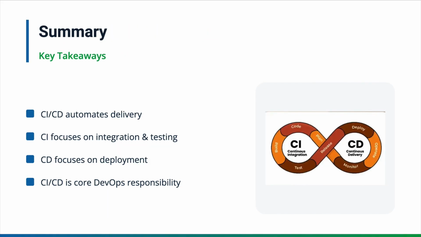So let's quickly summarize everything. CI/CD automates software delivery. CI focuses on integration and testing. CD focuses on deployments. CI/CD reduces risk, increases speed, and improves quality. And it's a core skill of every DevOps engineer.